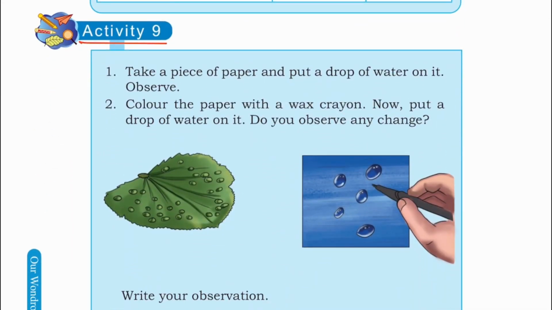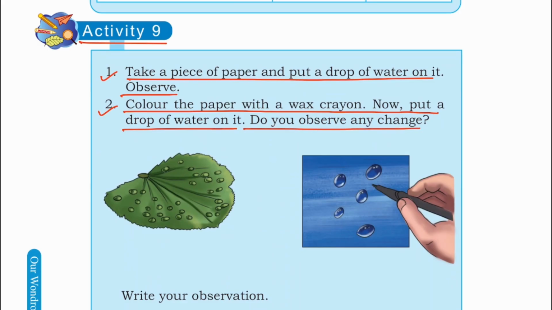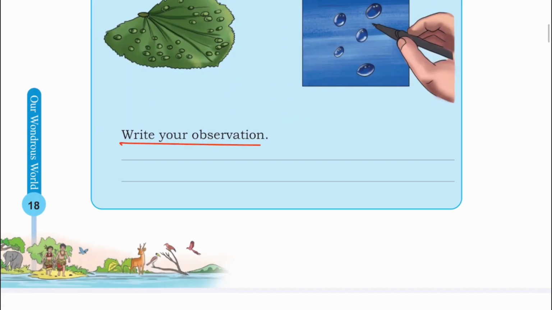Activity 9. 1. Take a piece of paper and put a drop of water on it. Observe. 2. Color the paper with a wax crayon. Now put a drop of water on it. Do you observe any change? Write your observation.